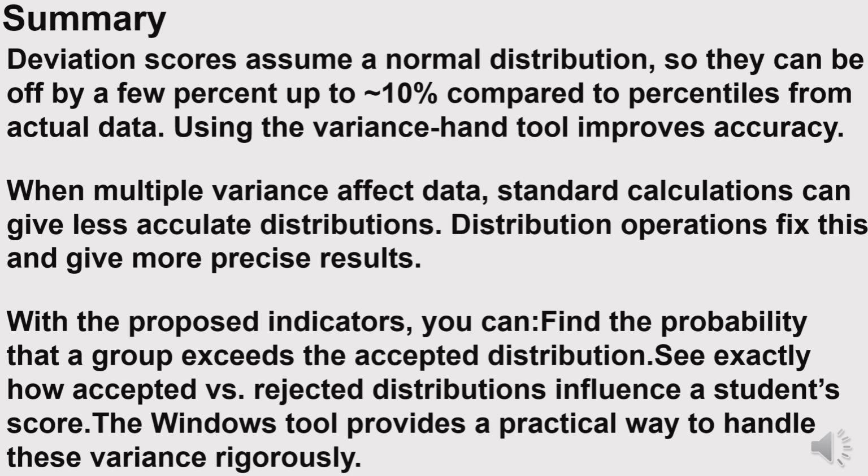Using the indicators proposed in the variation handling method, you can make precise predictions of pass rates based on real data. For example, comparing two distributions can give the probability that a group exceeds the accepted distribution. You can also calculate exactly how much influence accepted versus rejected distributions have on a student's score.